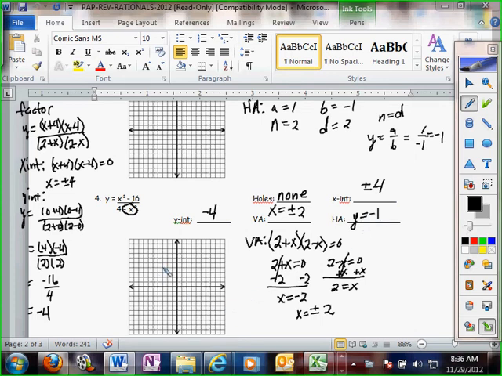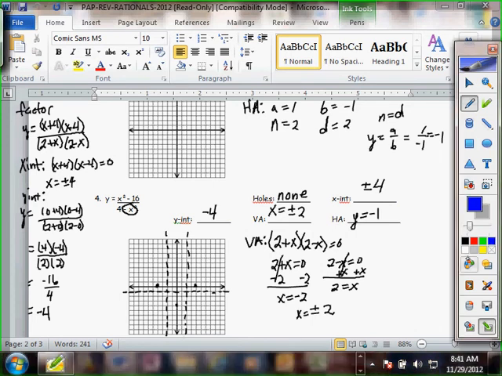Let's graph it. Have no holes. Have x-intercepts at -4, +4. I have a y-intercept at -4. I have 2 vertical asymptotes at plus and minus 2. I have a horizontal asymptote at y equals -1. And I'm ready to try to graph it. This one's a little different, but it's not that difficult.